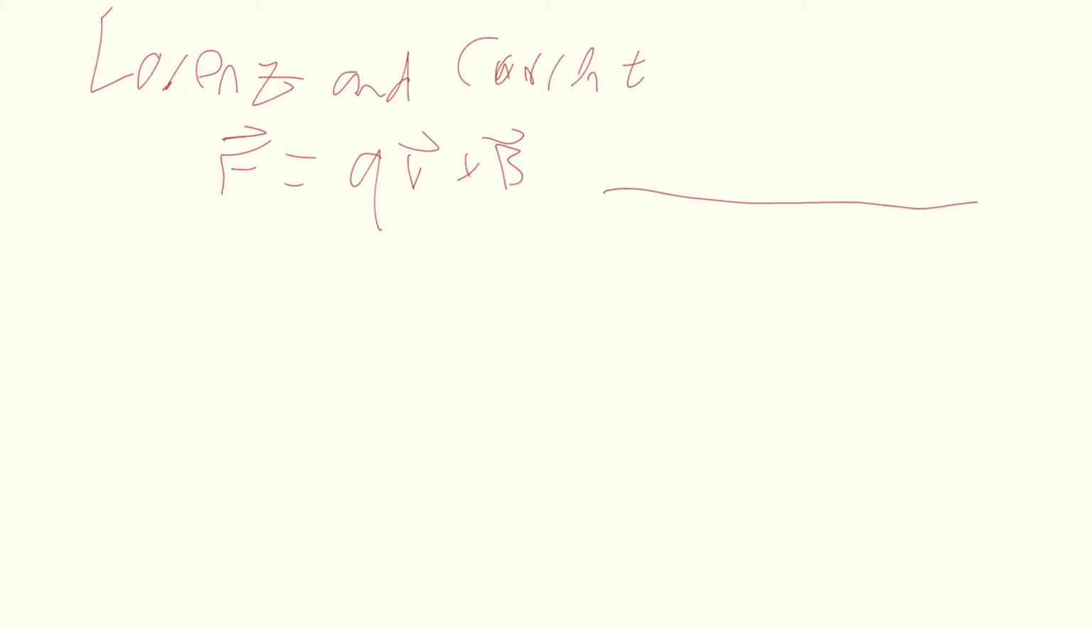Well, the thing is that if we think about a wire in a magnetic field, I've got a current I going this way. So it's not really a vector technically. And I've got a magnetic field going again into the page.